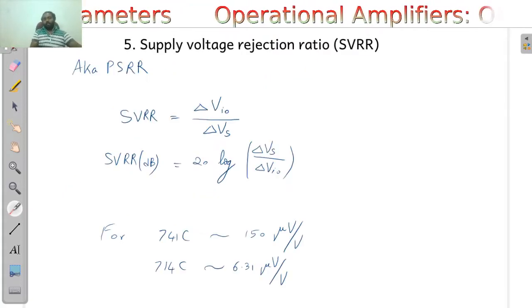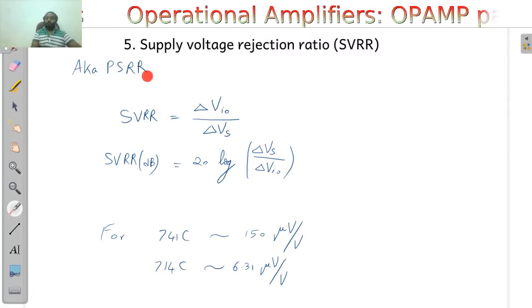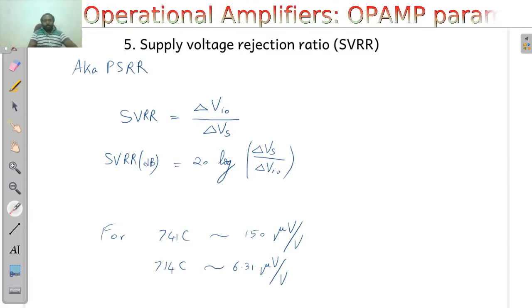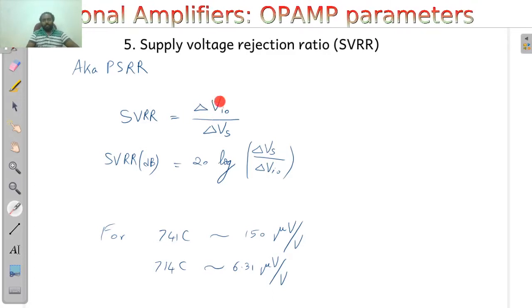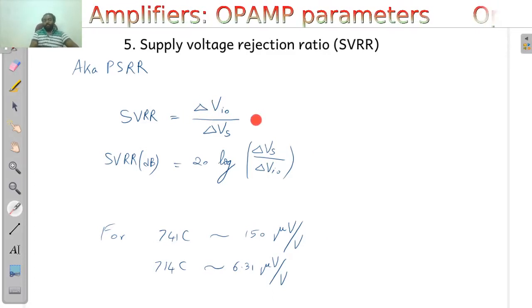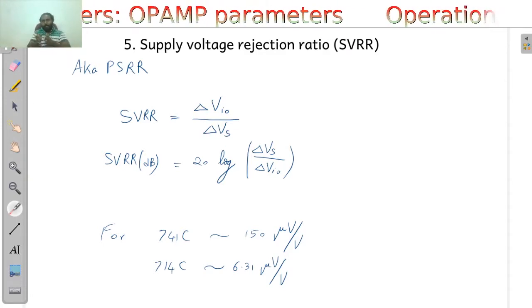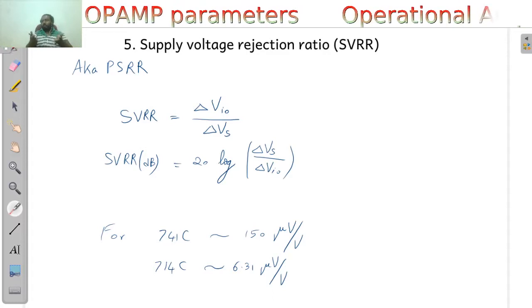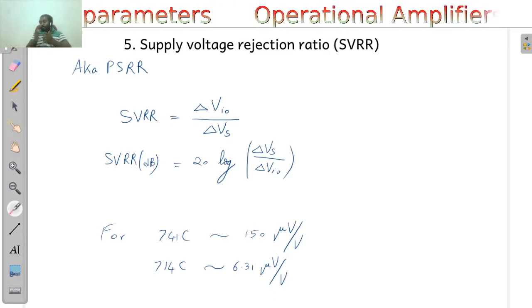The next parameter is supply voltage rejection ratio, SVRR, also known as power supply rejection ratio. It represents the ratio of the change in input offset voltage to the change in supply voltage. So it is telling you how much the input offset voltage depends upon the power supply changes, and it should not depend like that.